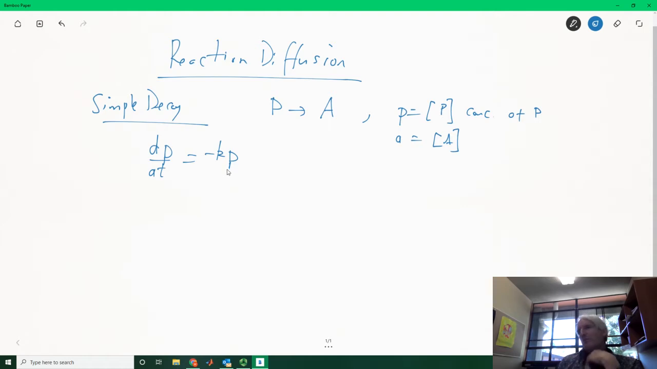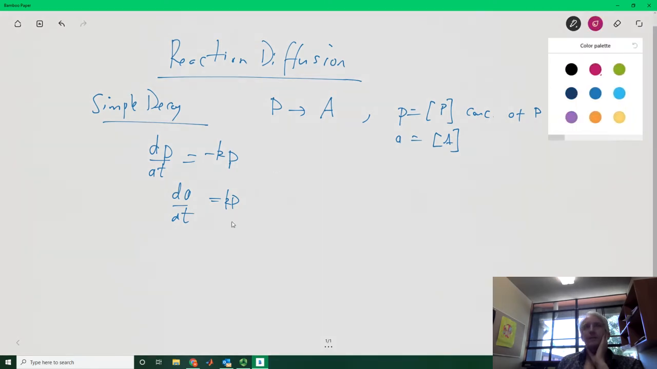So this is a fair model for, you know, the breakdown of ozone in the atmosphere or something like that. It just spontaneously breaks down. Okay, I'm no expert on ozone breaking down, but some sort of chemical like that. And dA/dt equals kP. Okay, so we can solve these pretty simply.